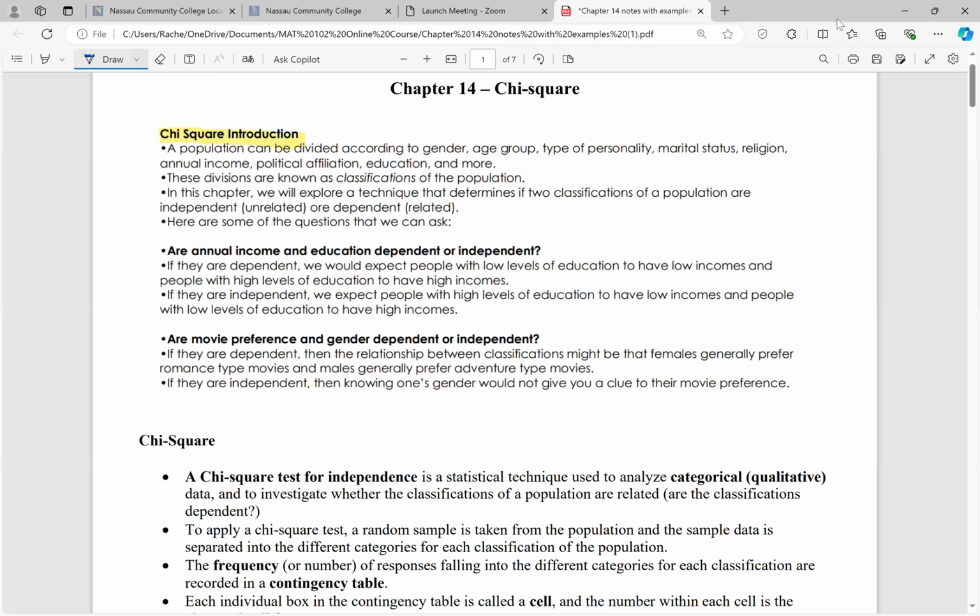So in this chapter, we're going to explore a technique that determines if two classifications of a population are independent, which would be unrelated, or, little typo there, that should just be "or" without the E, dependent, related. So is there some sort of dependency or relationship between these two classifications? So here's some examples.